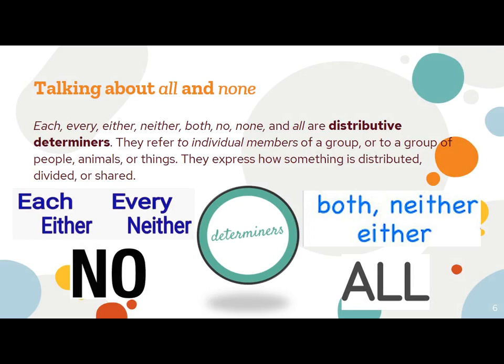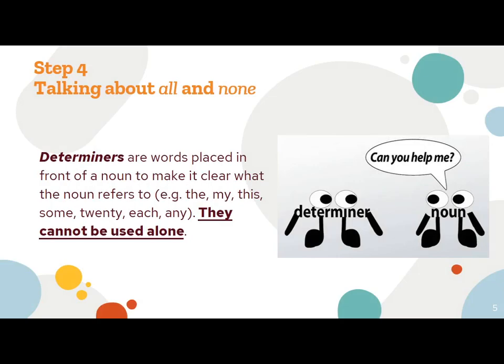So we're going to be talking about all and none. That's the name of the topic that you have in the grammar part. But now let's focus on this. So determiners, we can have many determiners. If you take a look at the previous slide, we have the, my, this, some, 20, etc.